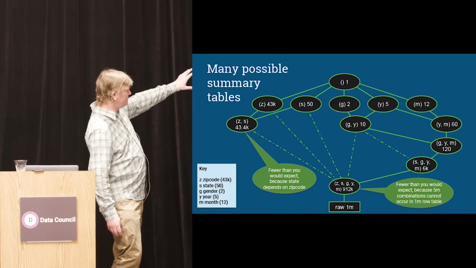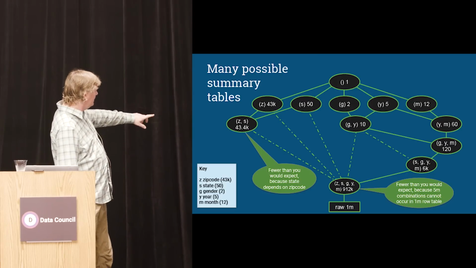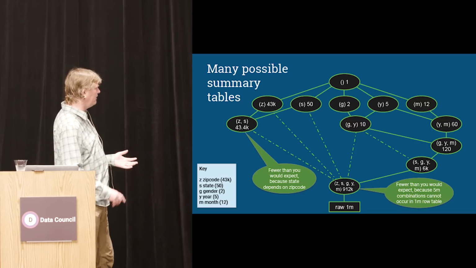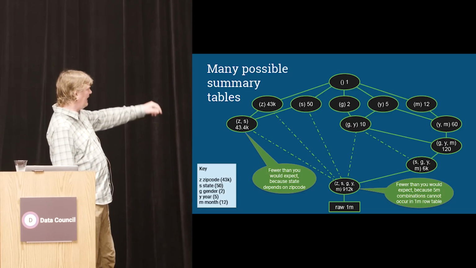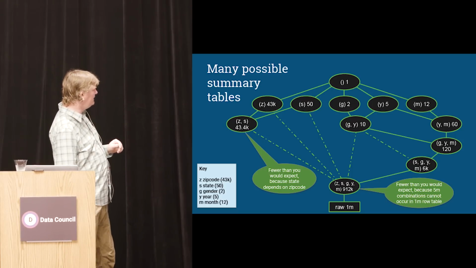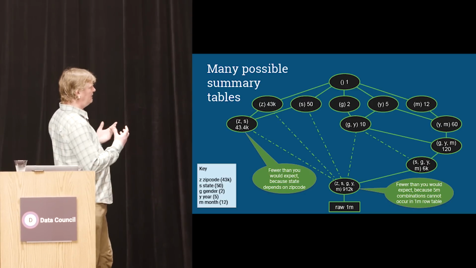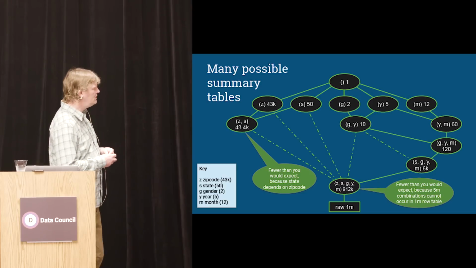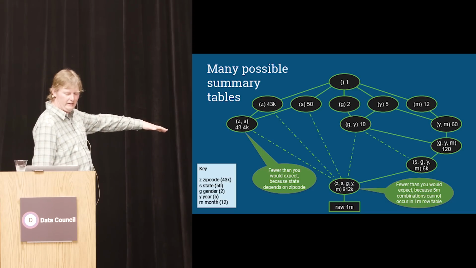So let me just explain what the terminology means. We've got a simple example with 5 columns: zip code, state, gender, year, and month. And the raw data is, for the sake of this example, 1 million rows. If we just say count star, we get 1 row back, which is grouped by nothing. If I group by state, I'm going to get 50 rows back. If I group by state and year, I'm going to get 5 times 50, so 250 rows back. So this is a higher level of aggregation. This is more granular.